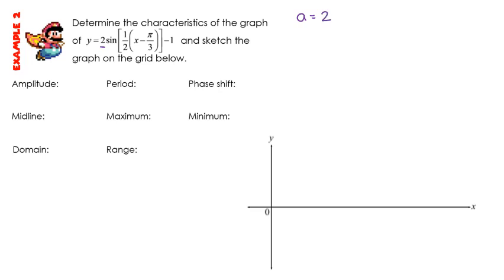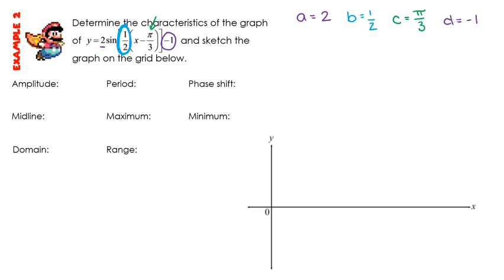Our b value is going to be inside of our function, and it's going to be the 1/2. Our c value is going to be inside the brackets inside our function. So the x minus pi over 3 tells us our c value. And for this one, if you see x minus pi over 3, that means our c value is actually a positive pi over 3. And then our d value is the constant at the back, which in this case is equal to -1.